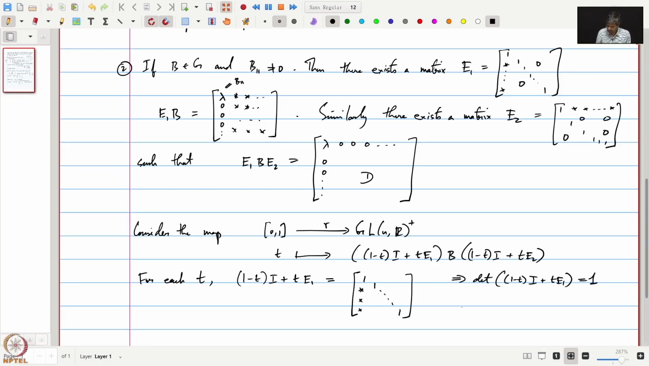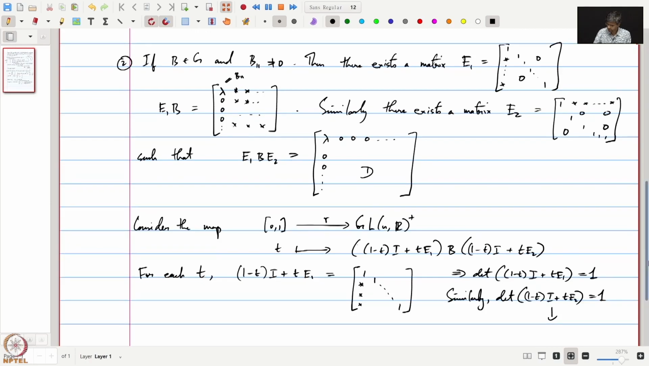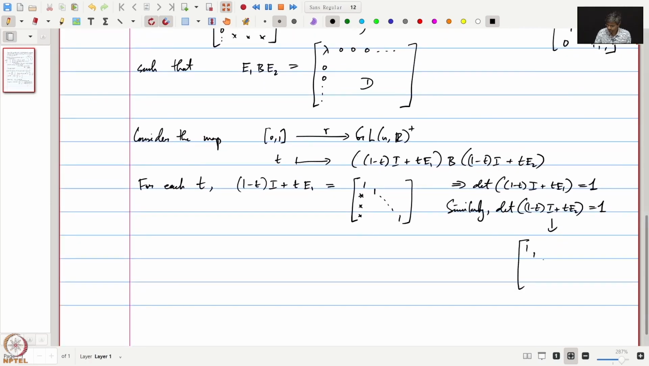Okay. So, similarly, the determinant of 1 minus t plus t E2 is going to be 1. So, this matrix is now going to be of this type, here 0, and the first is going to be of the same type as E2. So, this implies that the determinant of gamma of t is actually equal to the determinant of B, which we know is positive. So, therefore, as a map of sets, indeed the image of gamma lies inside GL n R plus.